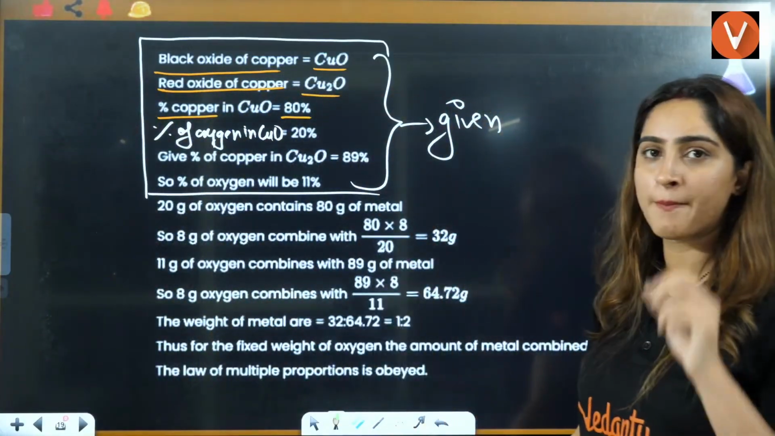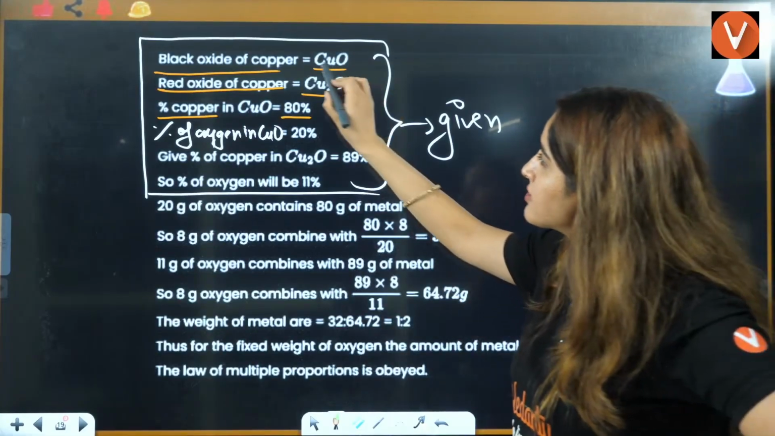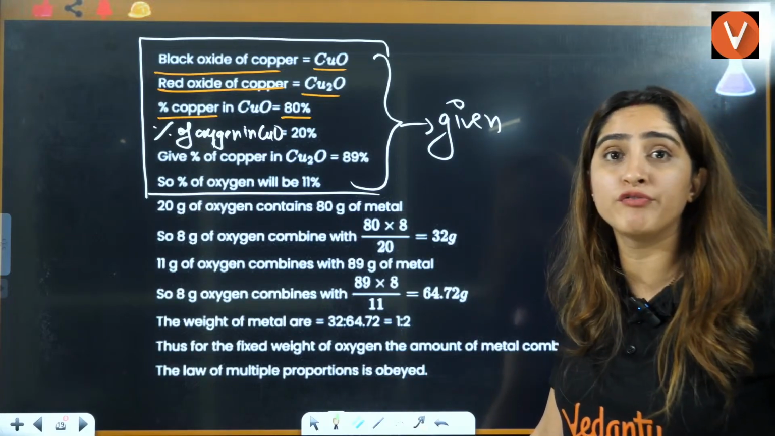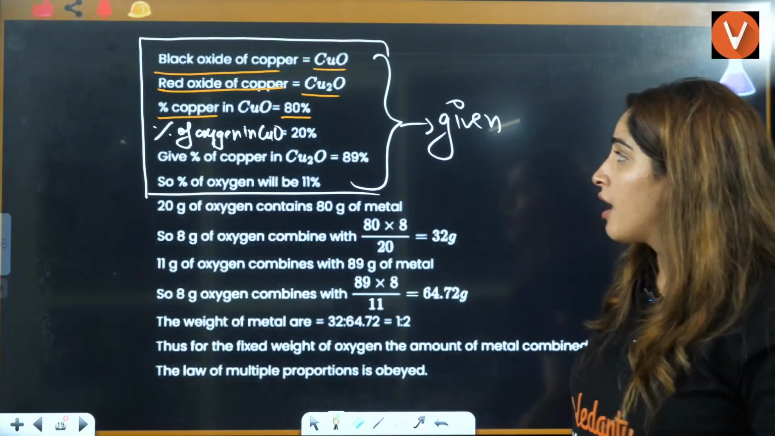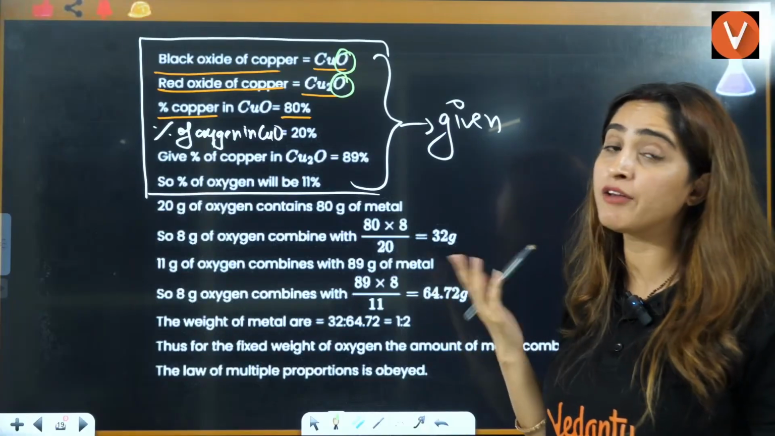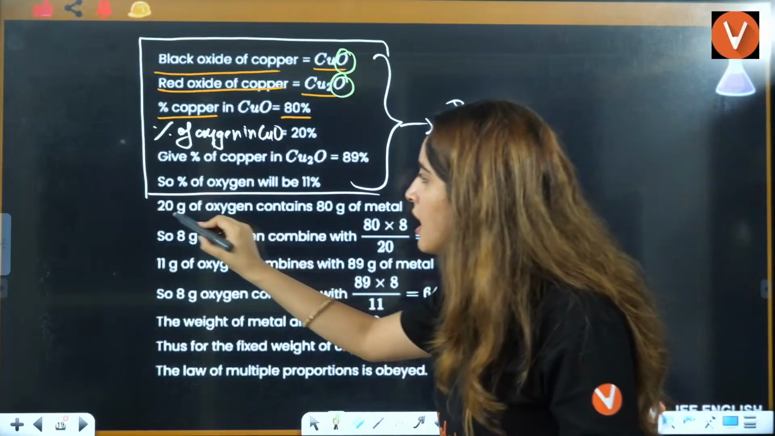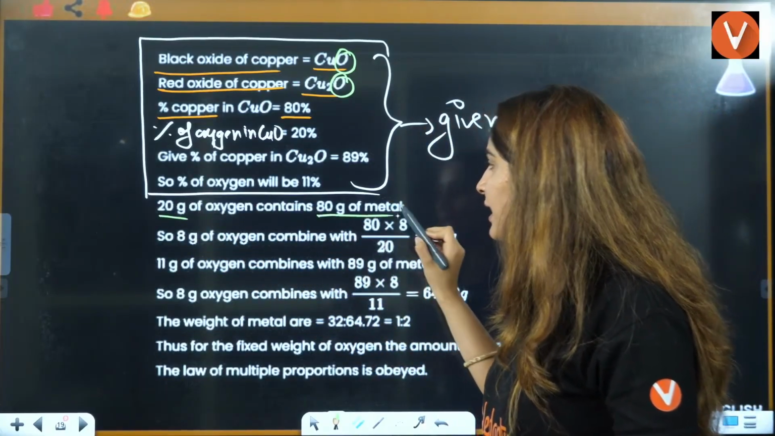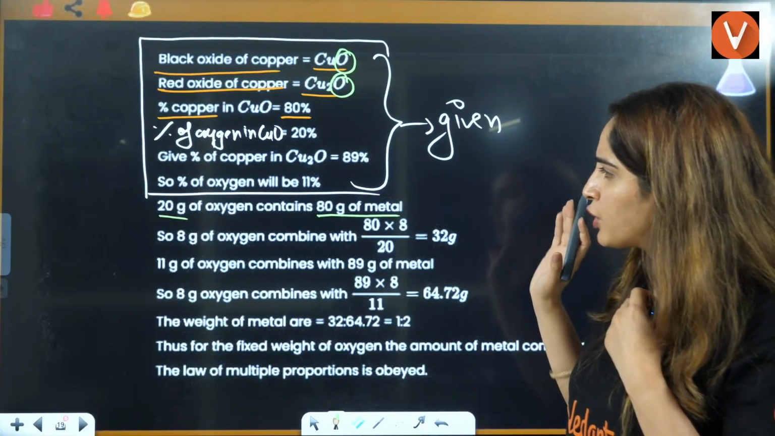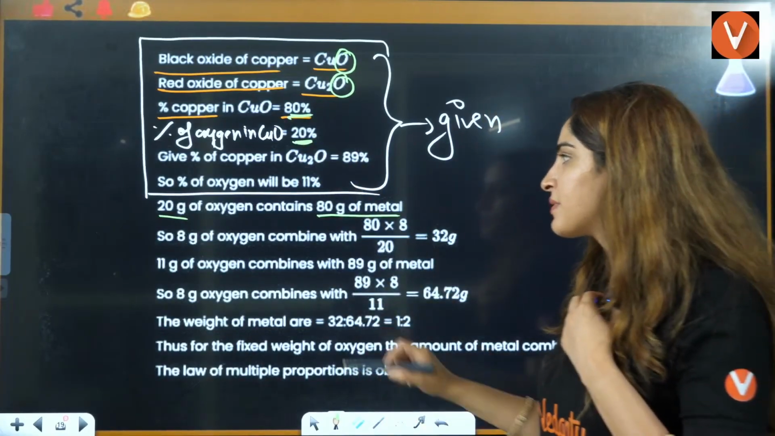Now let us see this. What I am asking you is to fix one thing, right? So this is CuO, this is Cu2O. What can you see, which one can be fixed? Can we fix oxygen here? Then we can find out whether the amount of copper that we have is the same or not. So let's do this. 20 gram of oxygen contains 80 gram of metal, that means if oxygen is 20 gram, 80 gram of copper is there, right?